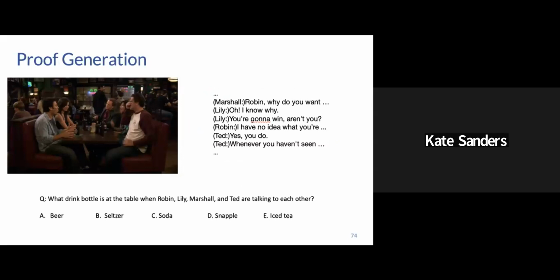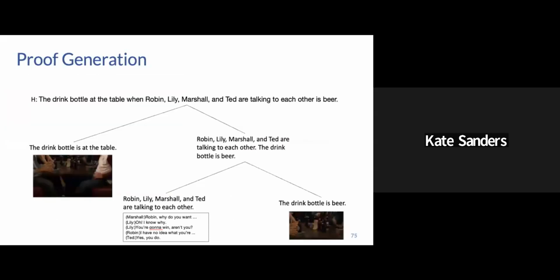So here's a simple output for an easy question to give you an idea. This is an example of a data point in the TVQA dataset. You have your video content, you have the transcript. I pulled out a frame and a single subset of the transcript here. And they ask a question like, what drink bottles are at the table when these characters are talking to each other? We're currently in the middle of running experiments on this data set with our system, but here's one of the outputs that we're currently getting.